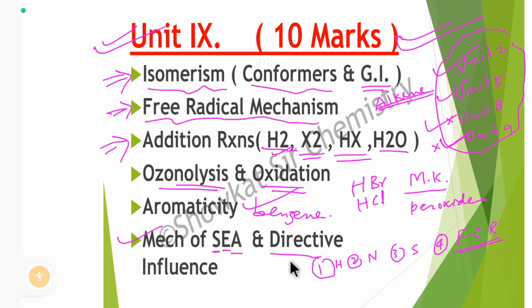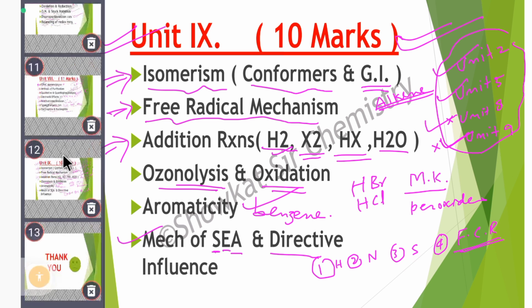Then the next and the last is the directive influence, that is the directive influence of functional groups in monosubstituted benzene, right? So these were the very important questions from this chapter, and so we have completed.